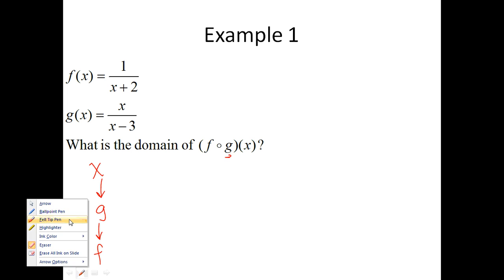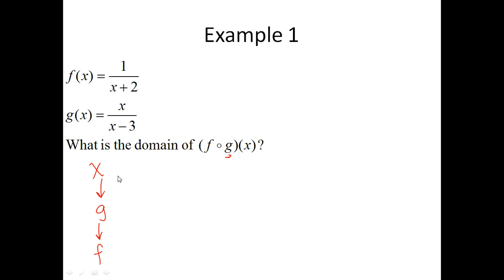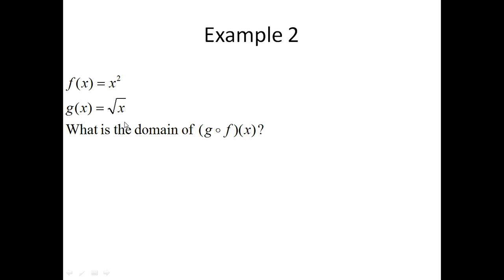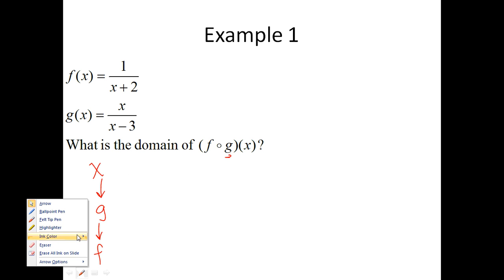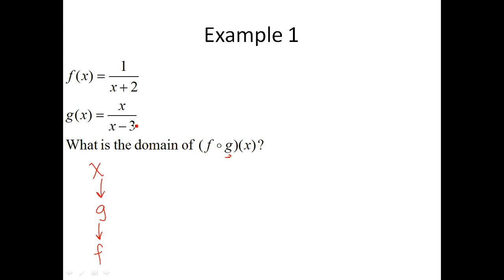Okay, so what you want to do is figure out what the domain would be for each step individually. So you see I'm not even getting the actual composition at this point. I will later, but right now I'm only fixated on finding the domain of each part individually. So when x goes into g, the problem would be this denominator can't be 0, so we know that x cannot equal 3. So that's the first thing, that we're not going to use any 3's.